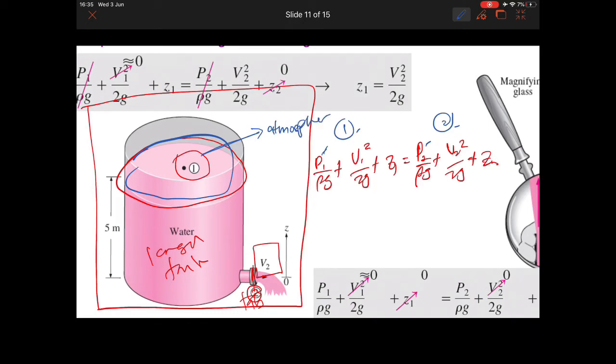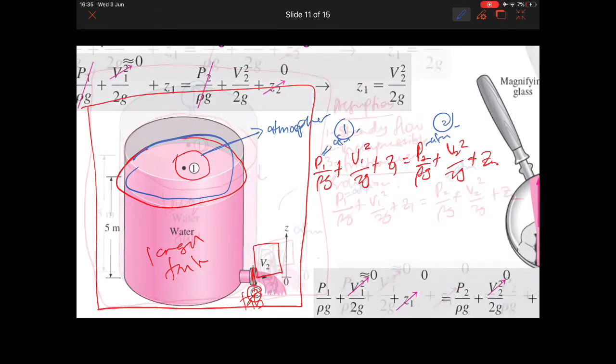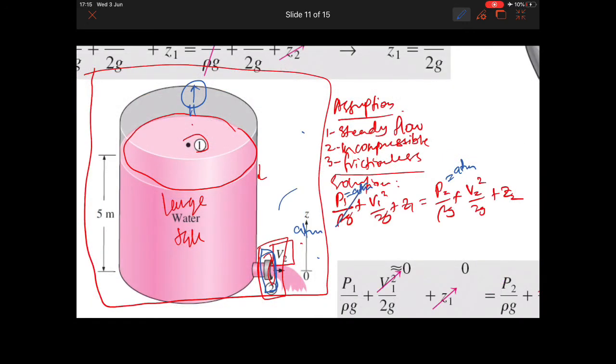So pressure at the surface of the water is actually equal to the atmosphere. Both of them are atm, this one also atm. Definitely you can cross out both of them because it will give you zero value as well. How about the second variable, which is the velocity? Velocity at point 1, velocity at point 2.